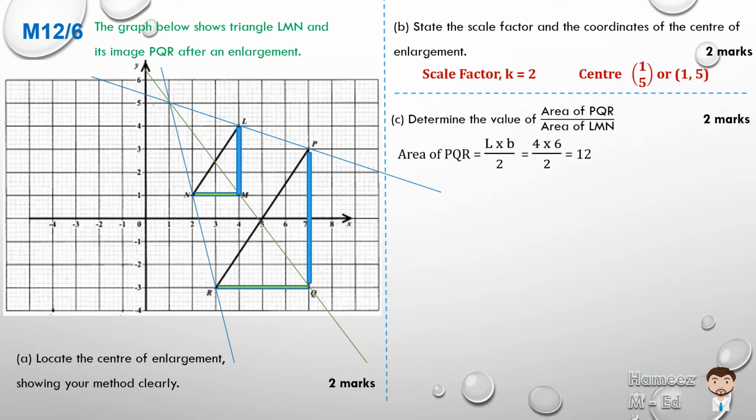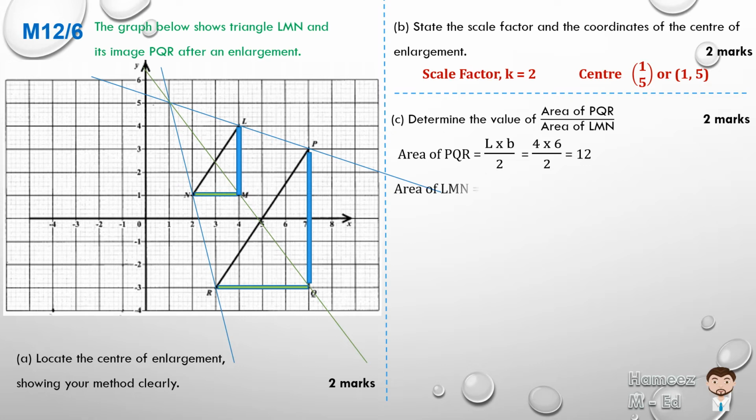And area of a triangle is length by breadth all over 2. Remember, length by breadth gives you the area of a rectangle. And if we cut a rectangle in half, we divide by 2, and you get the area of a triangle. And that will give us 4 by 6 all over 2. 4 sixes are 24, 2 into 24, 12.